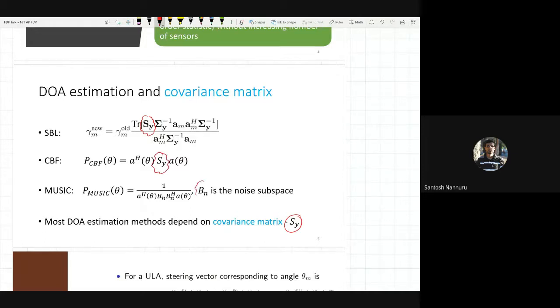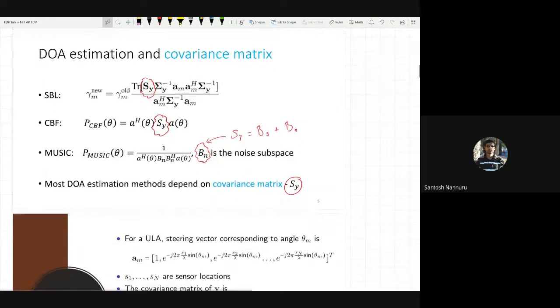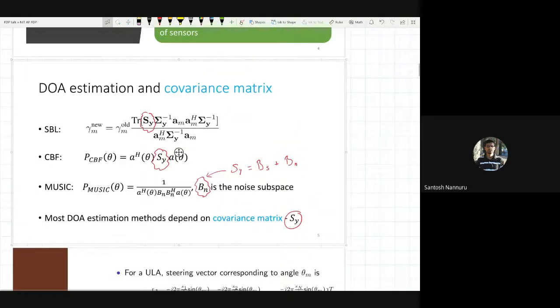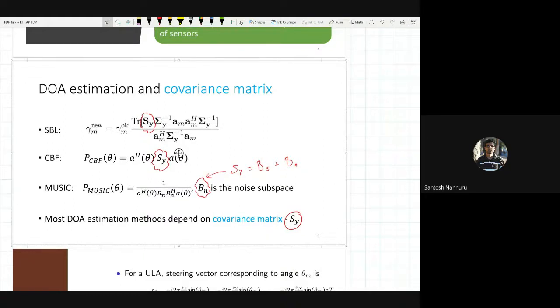In MUSIC also it comes indirectly because B_n is obtained by decomposing S_Y into signal subspace and noise subspace. So S_Y is decomposed into B signal plus B noise, and the B noise part is what is used here. Again, the covariance matrix has a big role to play here. All the methods depend on the covariance matrix, and how the covariance matrix looks for different arrays is important. So let's look at a uniform array.